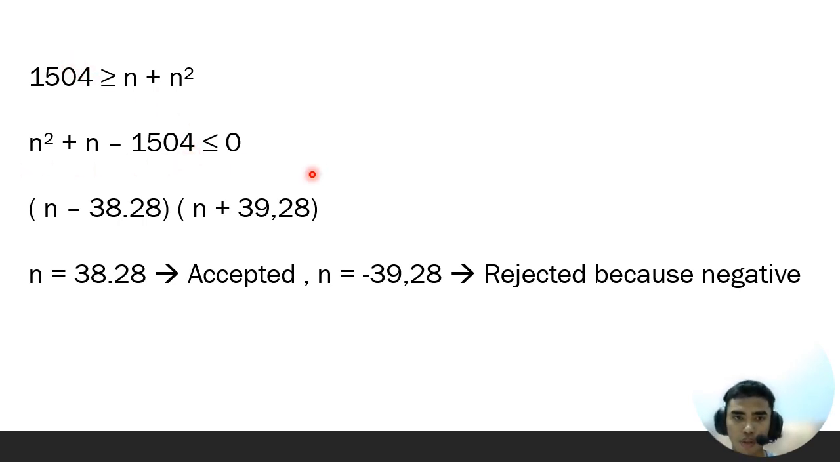So we're going to get this equation over here. After that, we're going to factorize it, and using a calculator, or your brain if you're smart enough, we get (n - 38.28) in one bracket and (n + 39.28) in another. If you set both of these equal to 0, we get one number, n equals 38.28, and another, negative 39, because it's positive over here.